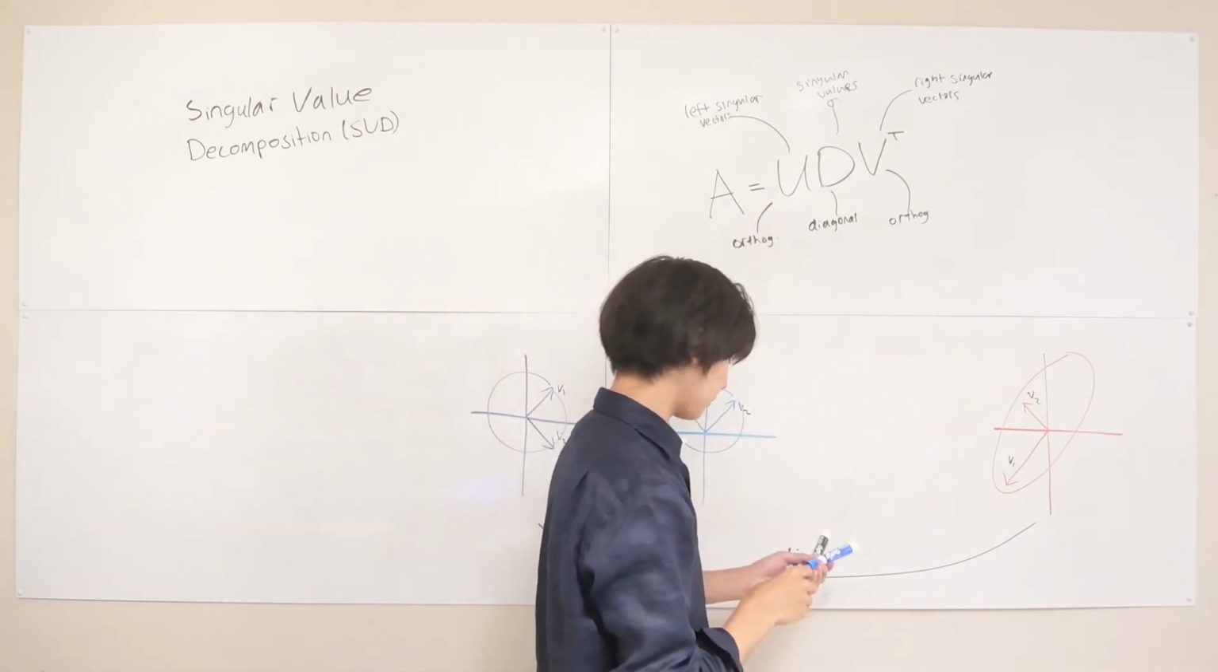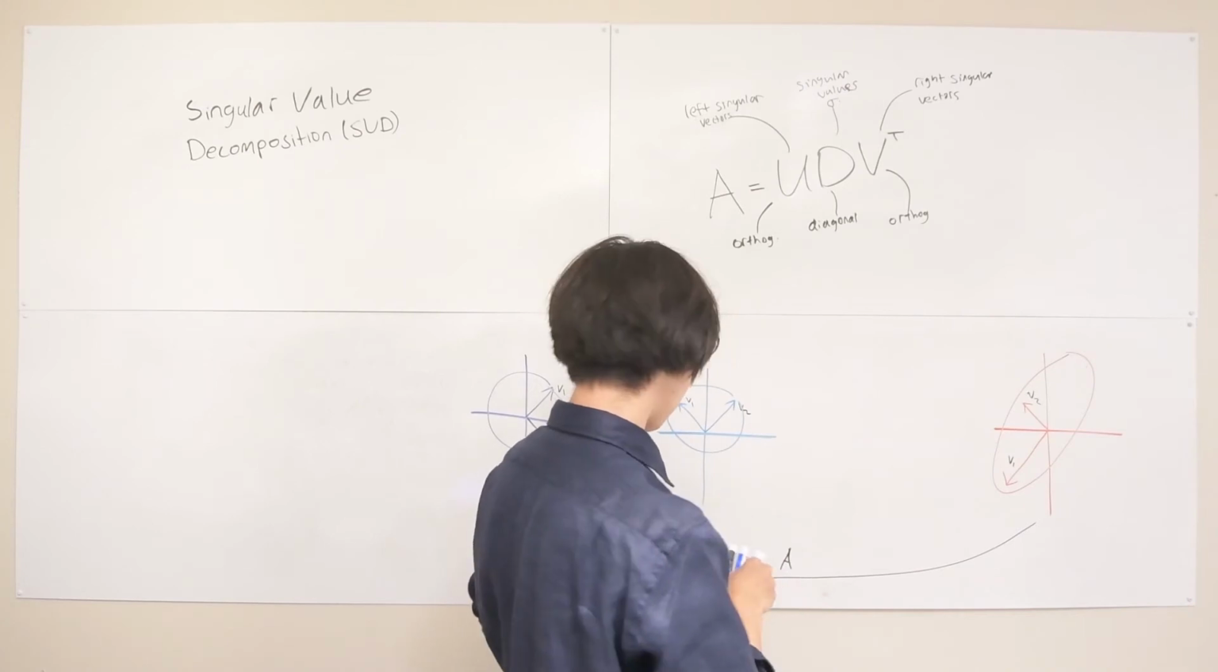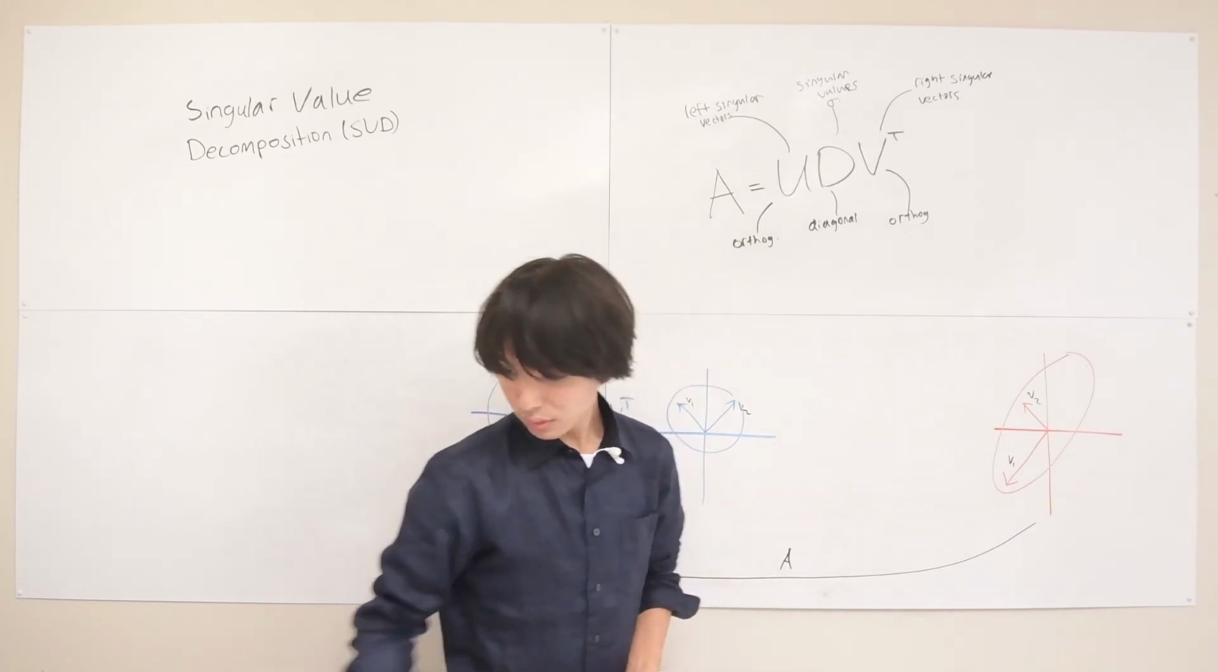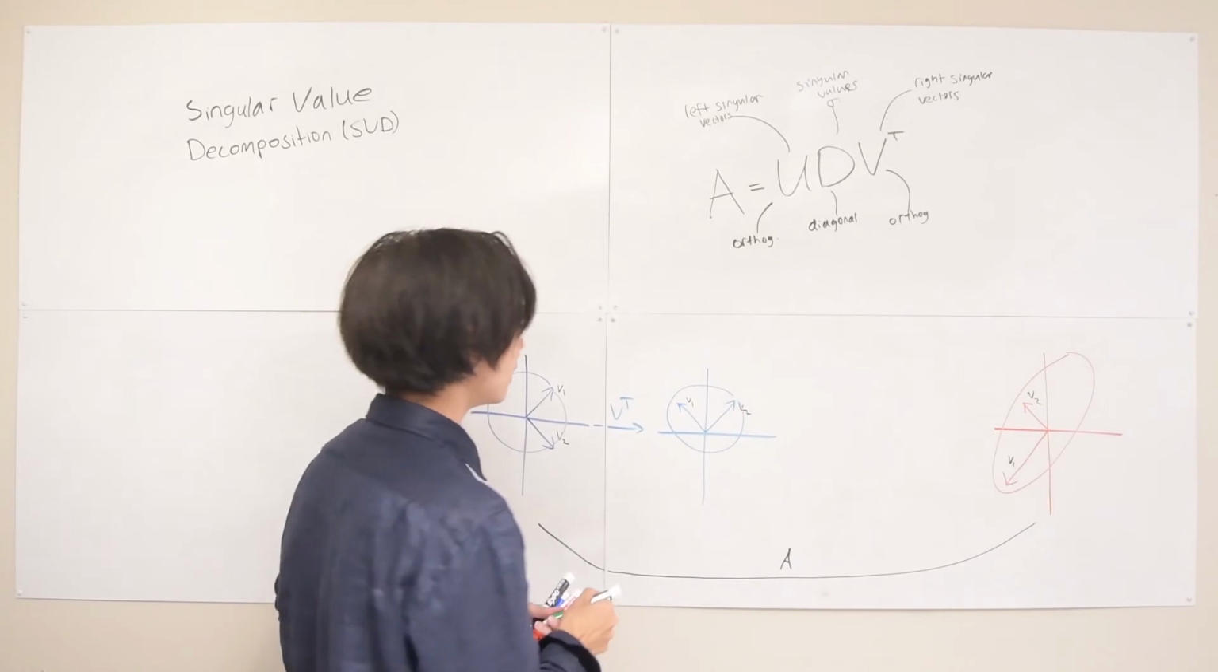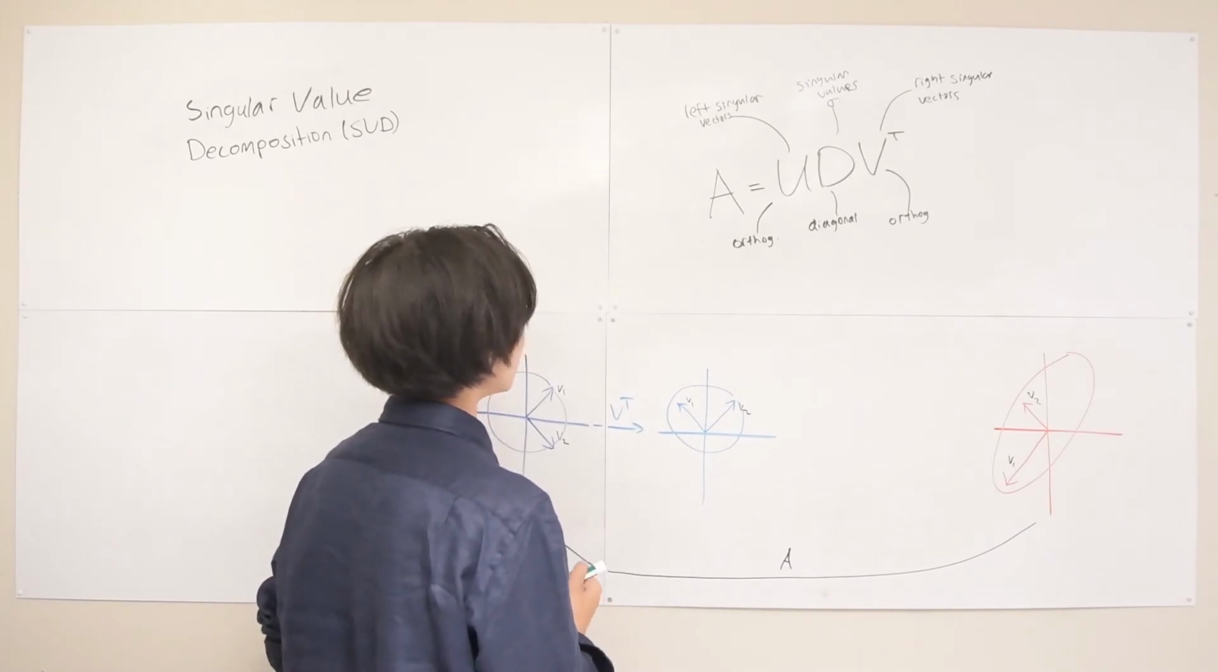What does D do? Okay, well D, what color should I use for this? Maybe I should use a nice green for this, there we go. Okay, so this next step is D. And what does D do?